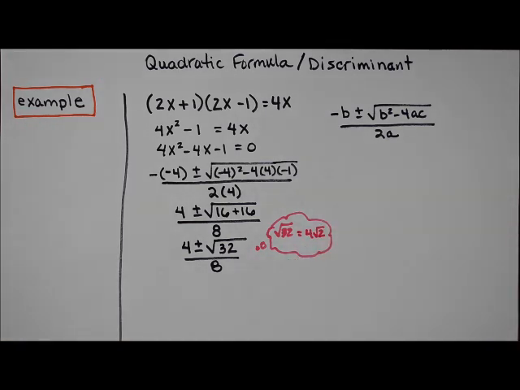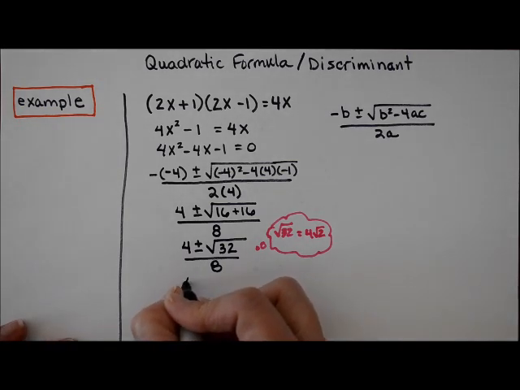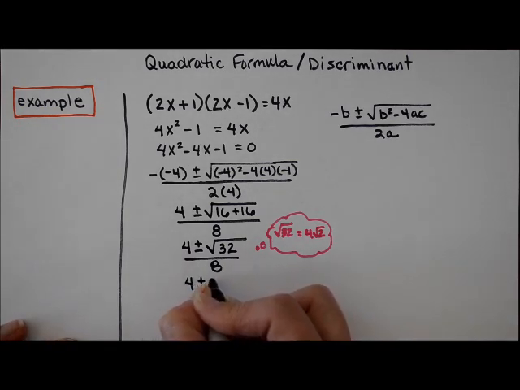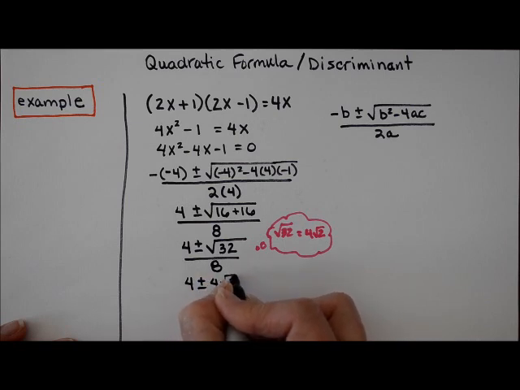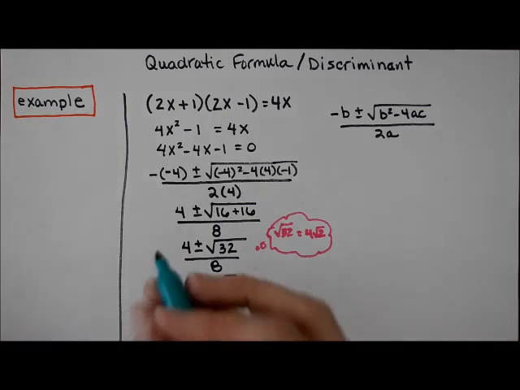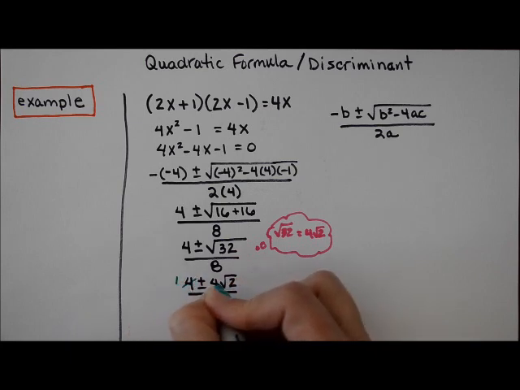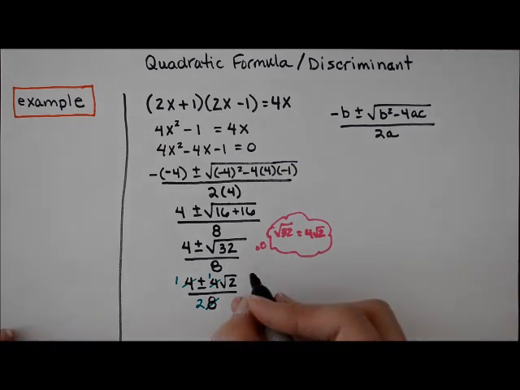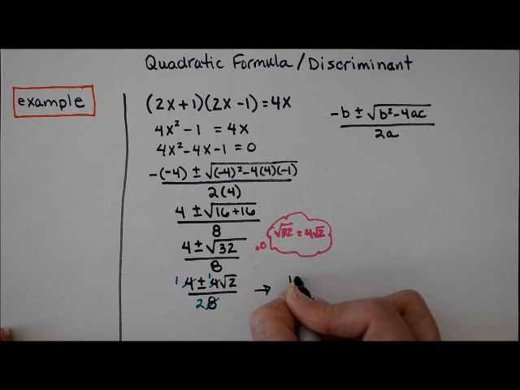Right? So I'm going to switch that over, and I'm going to say 4 plus or minus 4 square root 2 all over 8. Well, it looks to me like I can reduce, because each one of those can be reduced by 4. So I'm going to reduce each piece by 4. That's going to go to 1, and that's going to go to 2. What I end up with is 1 plus or minus the square root of 2 all over 2.